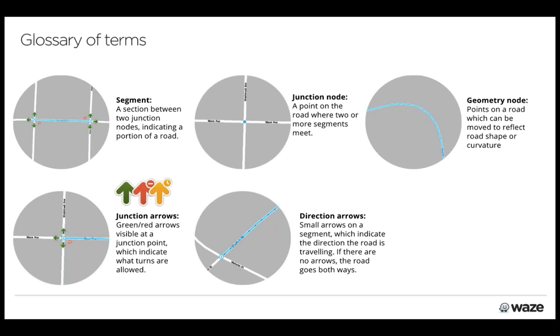Junction arrows you'll see live in a second. These are green, red, or yellow arrows that are visible at a junction point, and they indicate what turns are allowed. Direction arrows are small arrows on a segment which indicate the direction the road is traveling. If you don't see any direction arrows on a segment, it means the road goes both ways.